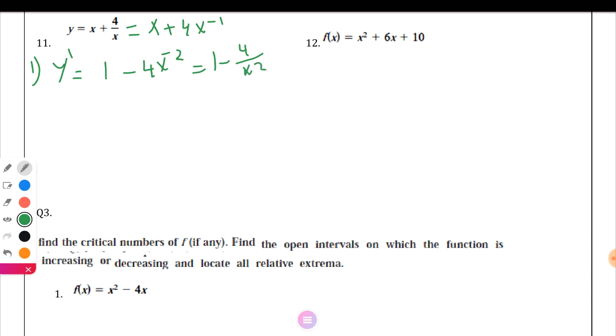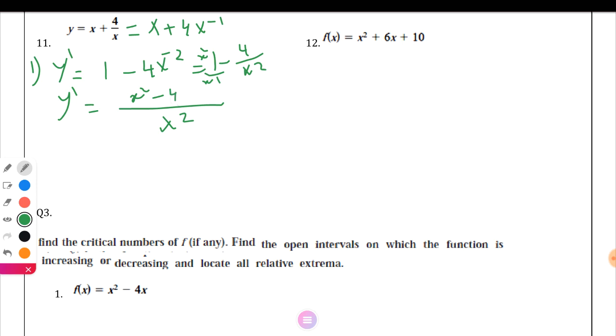Okay? To simplify, I have to do the operation, which is subtraction. To do the subtraction, the two terms must be alike. How to make them alike? Make both of them have the same denominator, x squared. Then multiply by x squared here, and here x squared, it will be x squared minus 4.